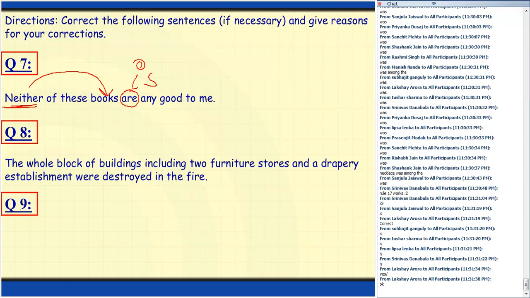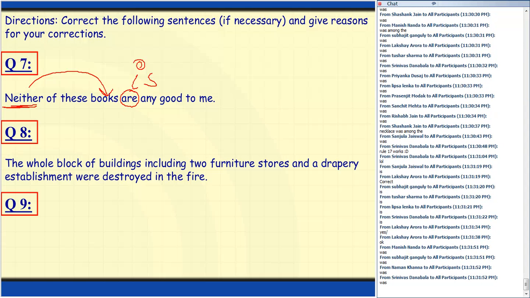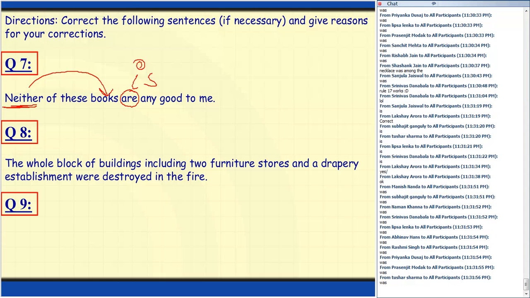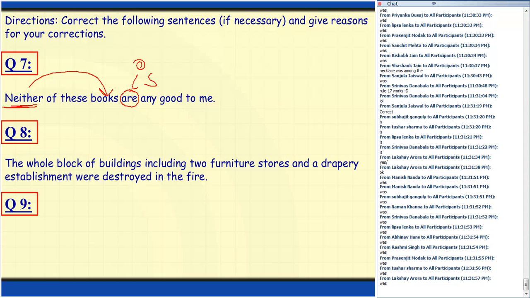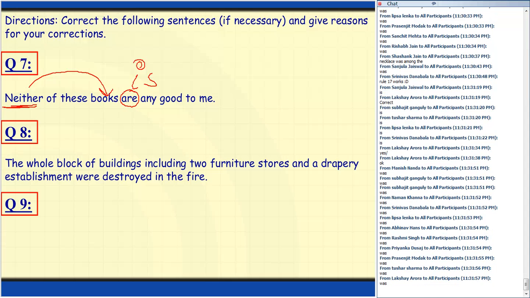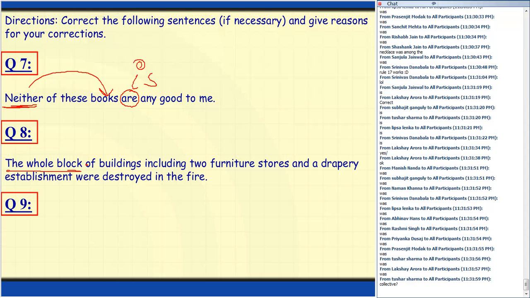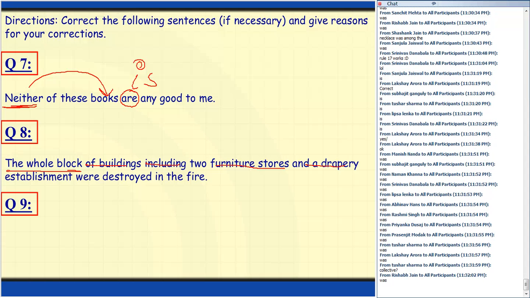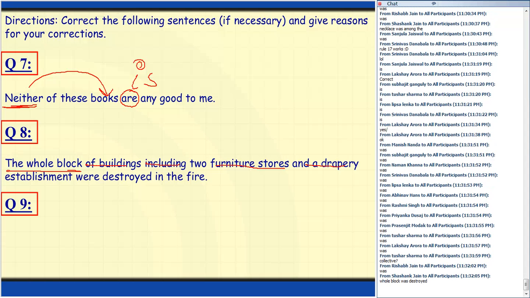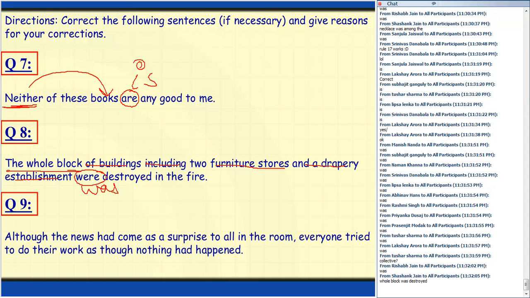Question number 8. You are talking about the whole block. Now this block is of buildings. It included 2 furniture stores and a drapery, blah blah blah. Were named. The block was destroyed in the fire. So yes, it should be was. So far everything has been singular.